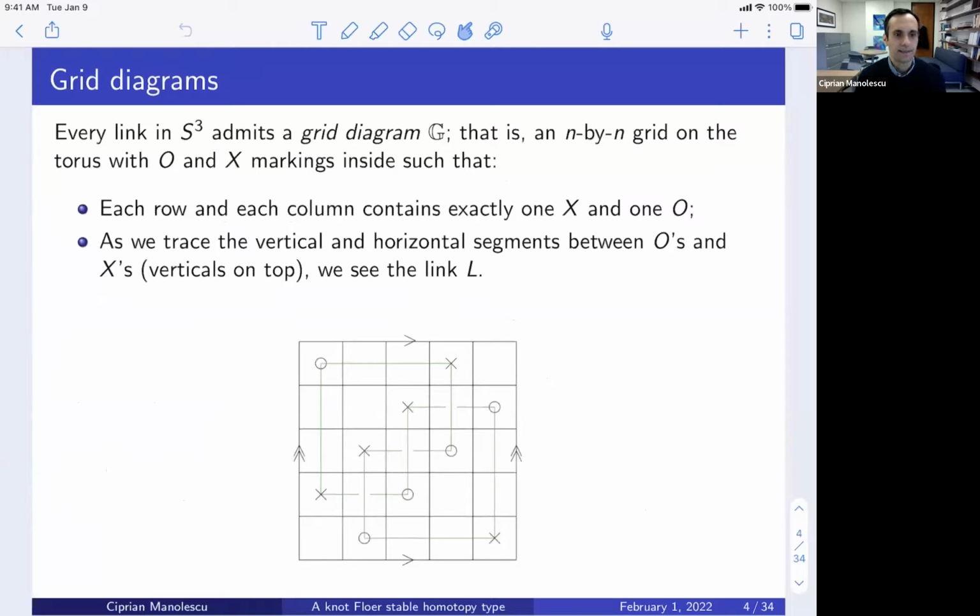Okay, a grid diagram is a representation of knots in terms of an n by n grid. Each row and each column contains exactly one X marking and one O marking. When you trace the vertical and horizontal segments with the verticals on top, you see the link. So this is a grid diagram for the trefoil. And whether it's an O or an X just specifies the orientation of the link.